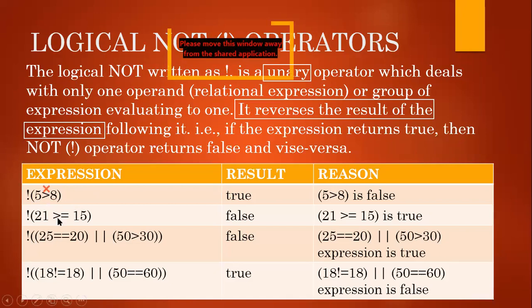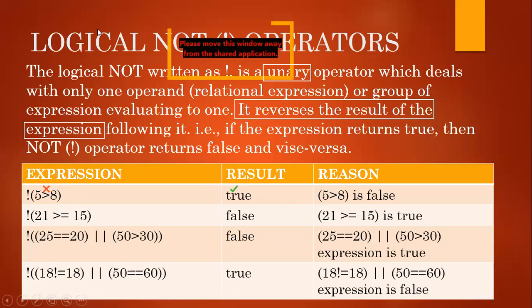So this expression comes out to be false, but we are using a NOT in front of it. What this NOT will do is reverse the outcome, and this will come out to be true. Why will it come out to be true? Because this expression is false and the NOT of it will reverse it, so it will be true.